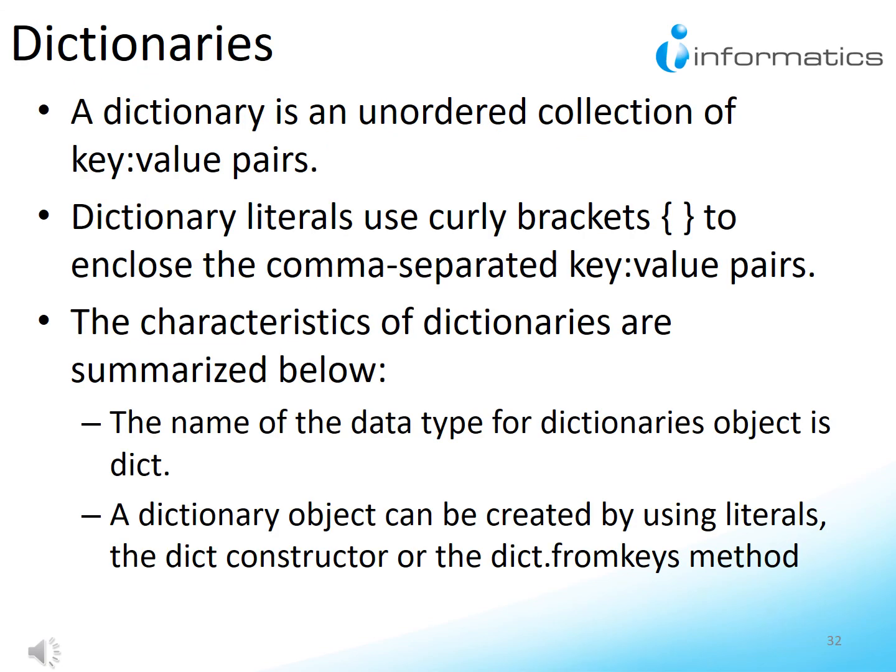Dictionaries. A dictionary is an unordered collection of key-value pairs. Dictionary literals use curly brackets to enclose the comma-separated key-value pairs. The characteristics of dictionaries are summarized below. The name of the data type for dictionary objects is dict. A dictionary object can be created by using literals, the dict constructor, or the dict.fromkeys method.